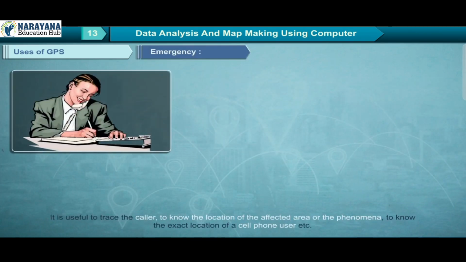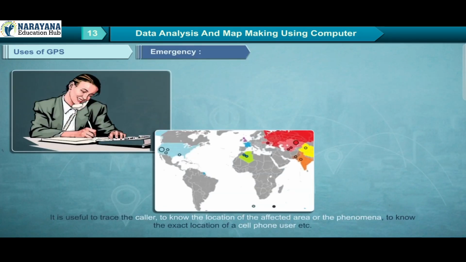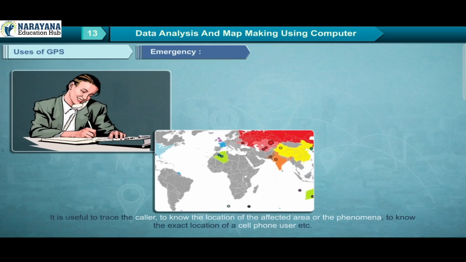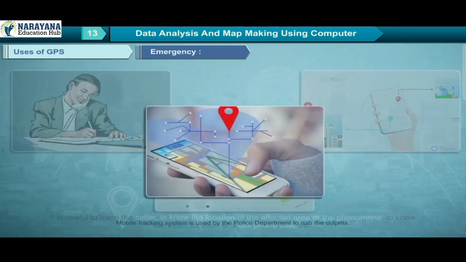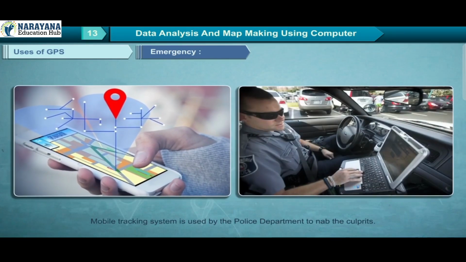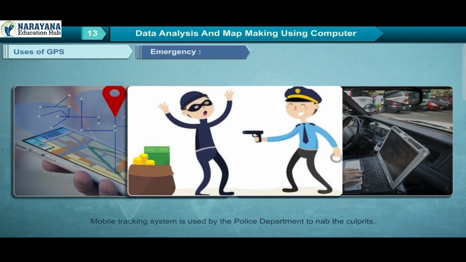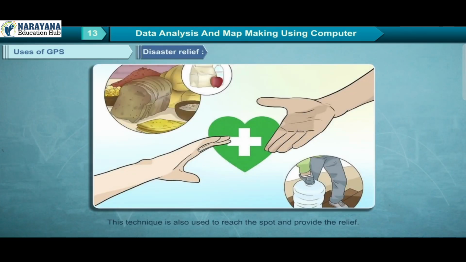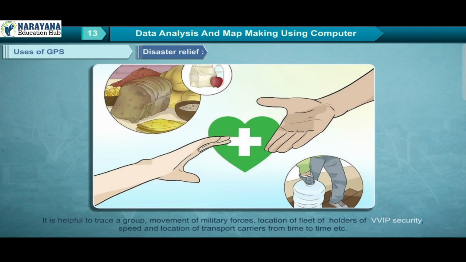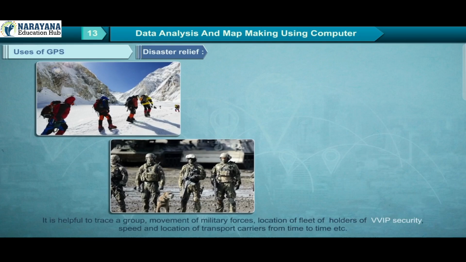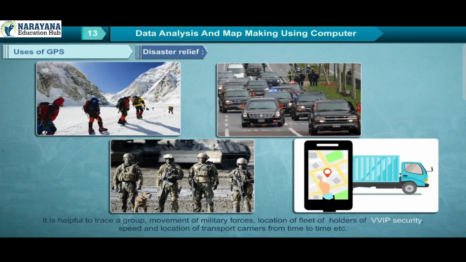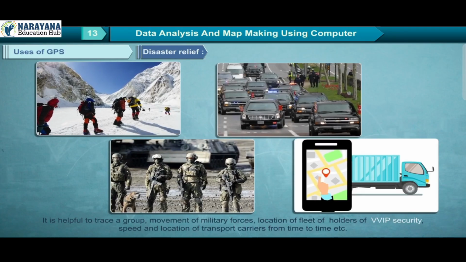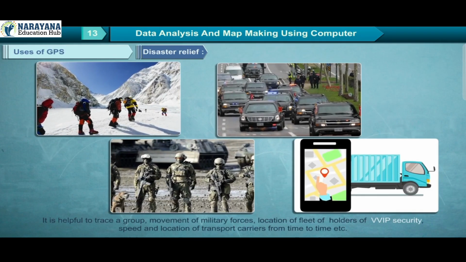Emergency. It is useful to trace the caller, to know the location of the affected area or the phenomena, to know the exact location of a cell phone user, etc. Mobile tracking system is used by the police department to nab the culprits. Disaster relief. This technique is also used to reach the spot and provide the relief. It is helpful to trace a group, movement of military forces, location of flight of holders of VVIP security, speed and location of transport carriers from time to time, etc.